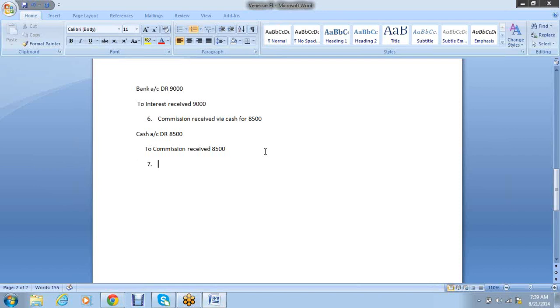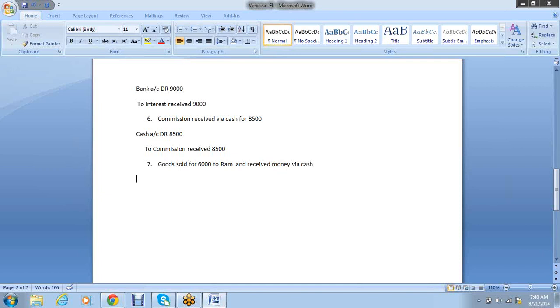Now let's look at personal account. Goods sold for rupees 6,000 to Ram, okay, on credit. Okay, let's say via cash. On credit, later we'll see. Goods sold for rupees 6,000 to Mr. Ram and received money via cash.